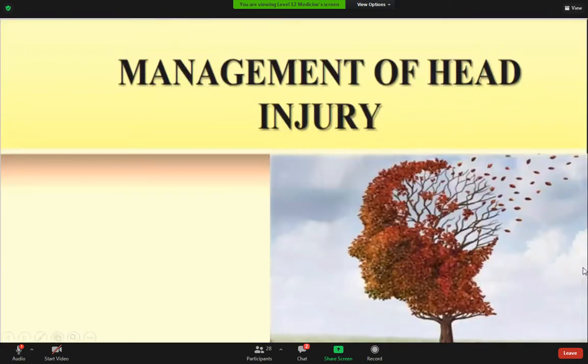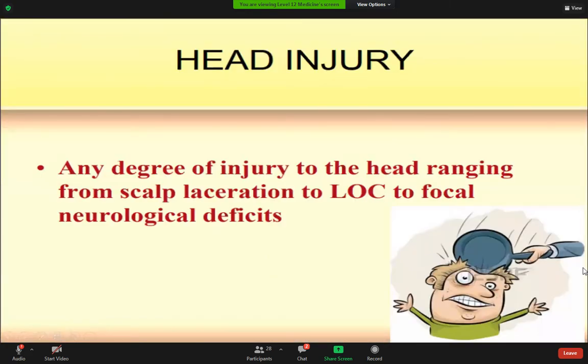Head injury is any injury to the region of the head and skull. It could be some minor injury, like minor trauma, laceration or abrasion, or it could be a loss of consciousness, or to such an extent that it could cause focal neurological deficit. So it could be any injury to the area of the head and skull.